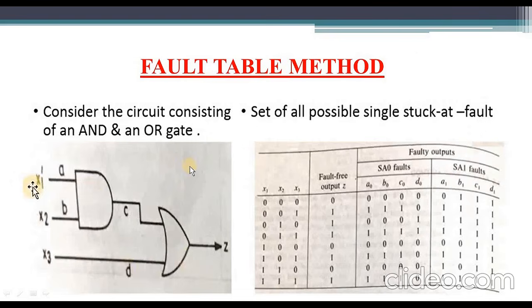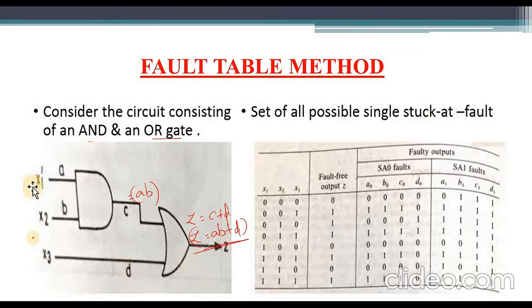Let us consider the fault table method. Initially I consider a circuit consisting of an AND gate and an OR gate. Here C equals A into B, and the output Z is equal to C plus T, that is, Z equals AB plus T. This circuit is built using AND and OR gates. It is a set of all possible single stuck-at fault models.